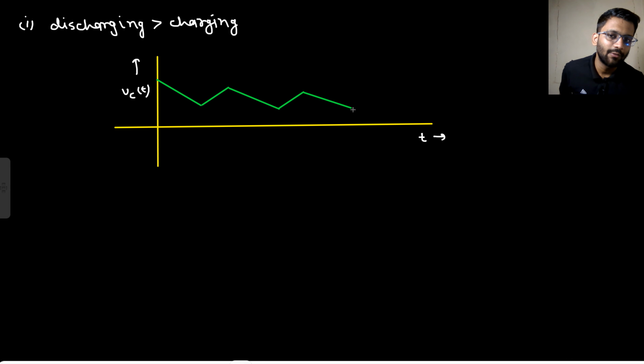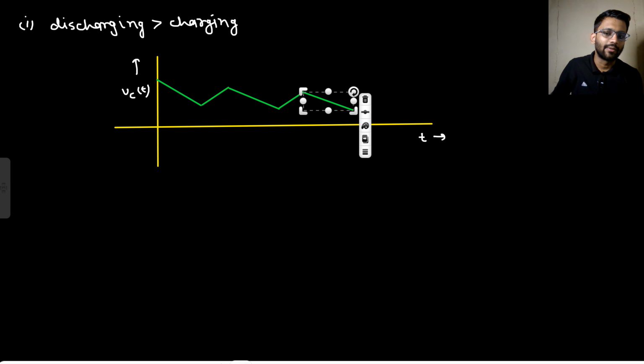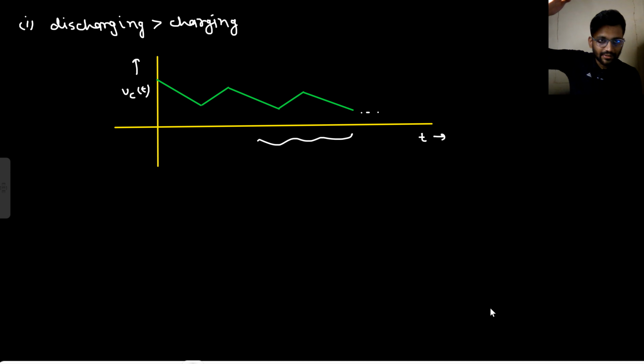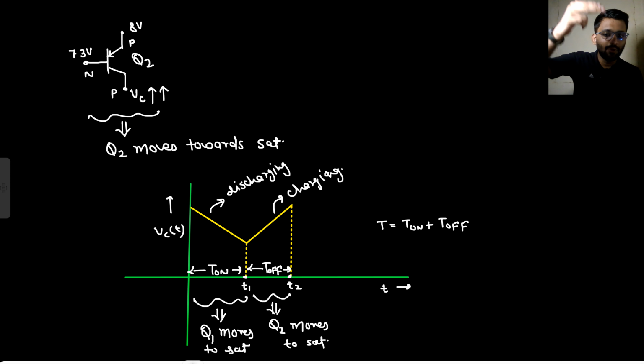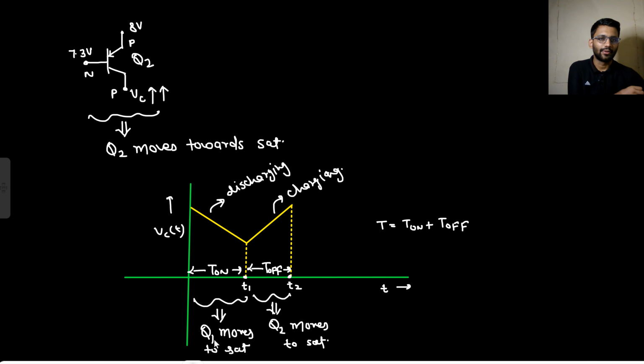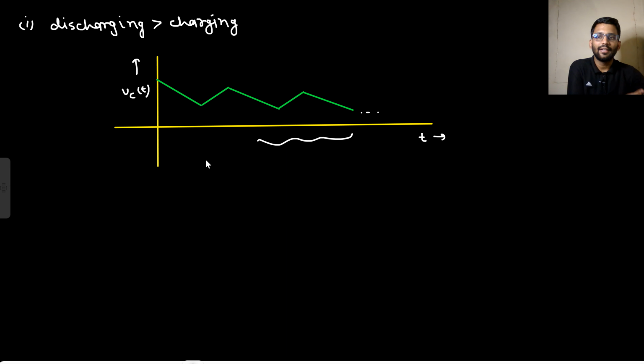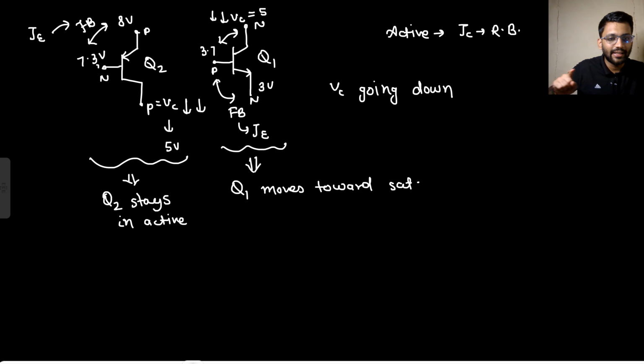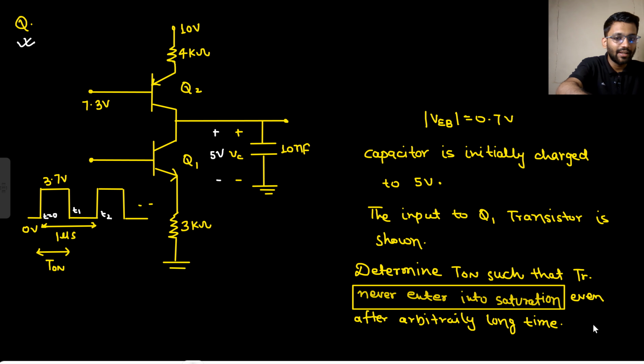So after every cycle, what is happening? VC is eventually going down. And if VC eventually goes down, that means Q1 will go into saturation. Are you getting this point or not? I have assumed that if my discharging was more than charging, it was losing more but gaining lesser. So slowly, cycle by cycle, VC is going down. Because in the question it is written that we have to analyze for arbitrarily long time, for infinite cycles, not for only one cycle.